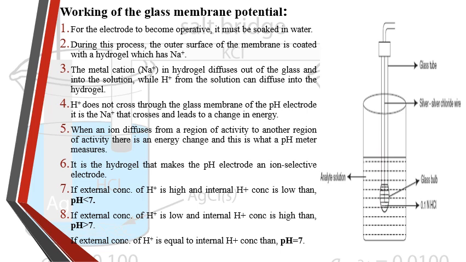If the external concentration of hydrogen ion is high and the internal hydrogen ion concentration is low, then the pH is less than 7. But if the external concentration of the hydrogen ion is low and the internal hydrogen ion concentration is high, then the pH is greater than 7. If the external concentration of the hydrogen ion is equal to the internal, then the pH is equal to 7.